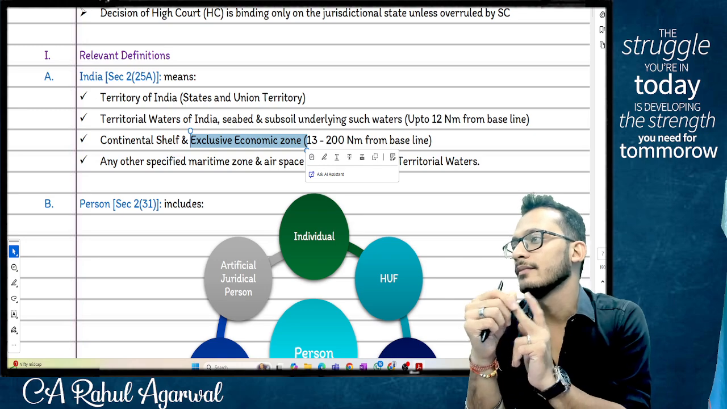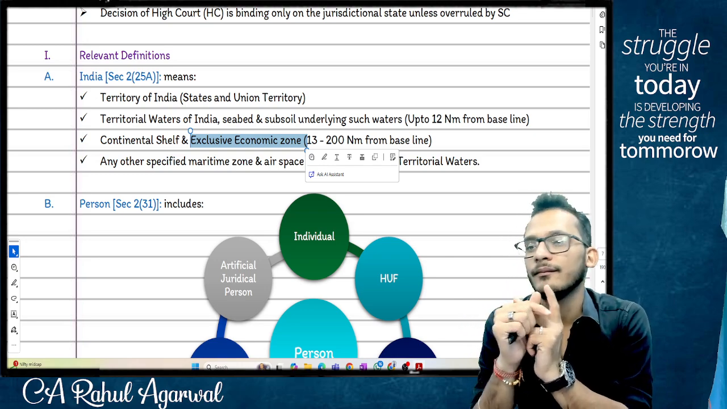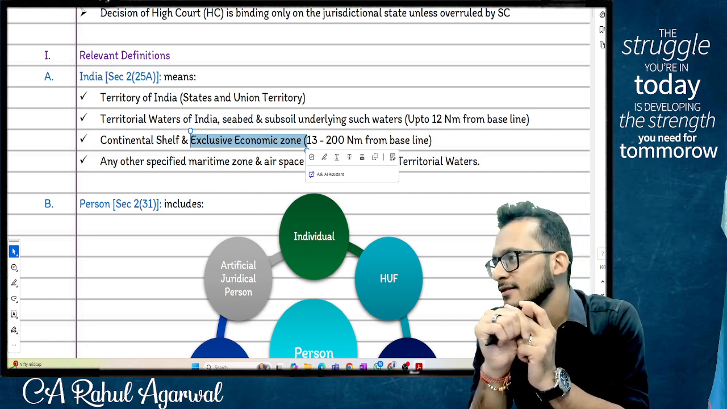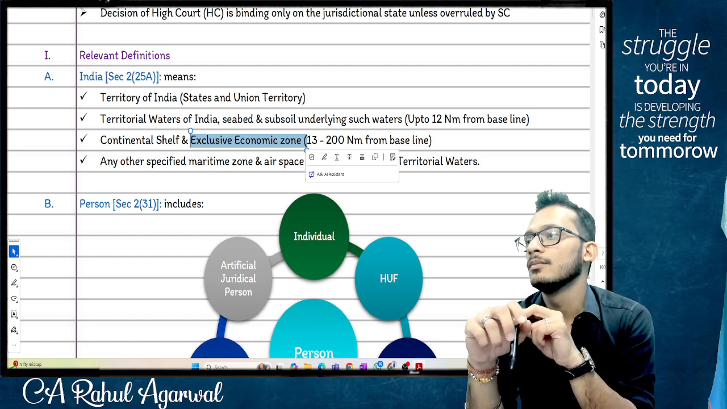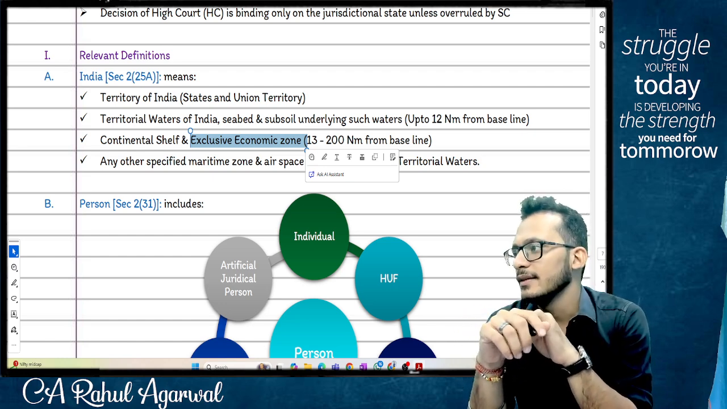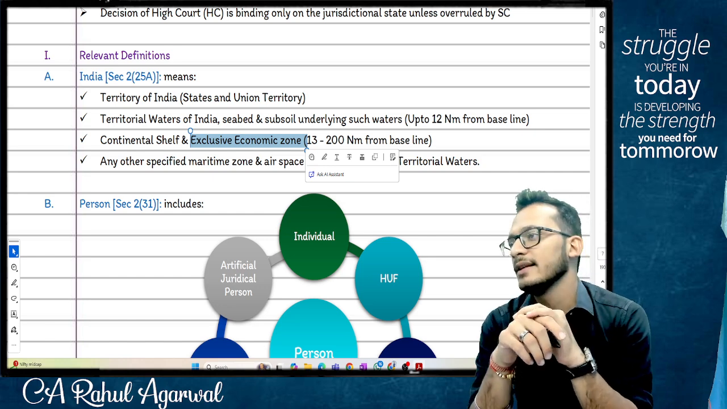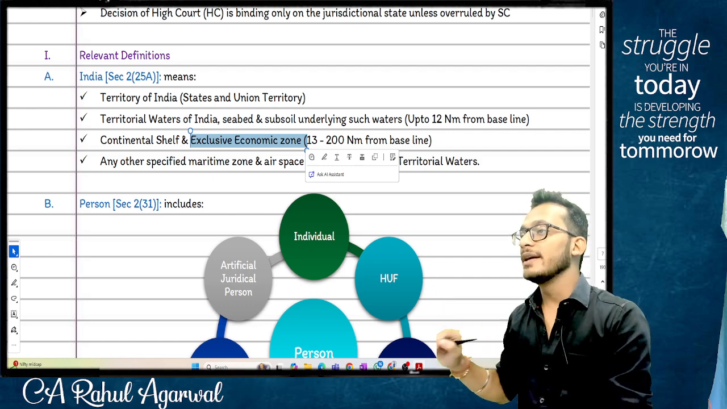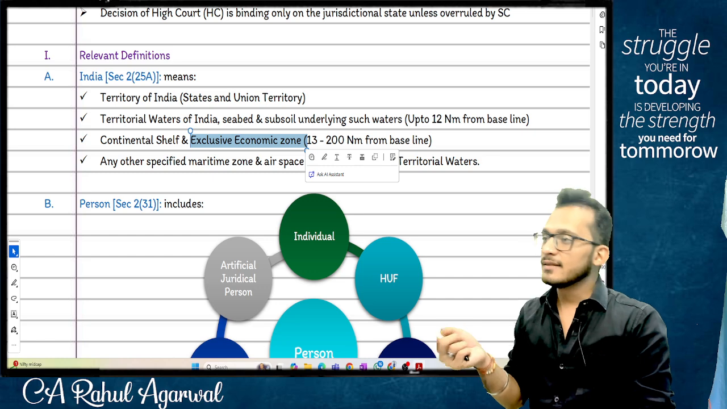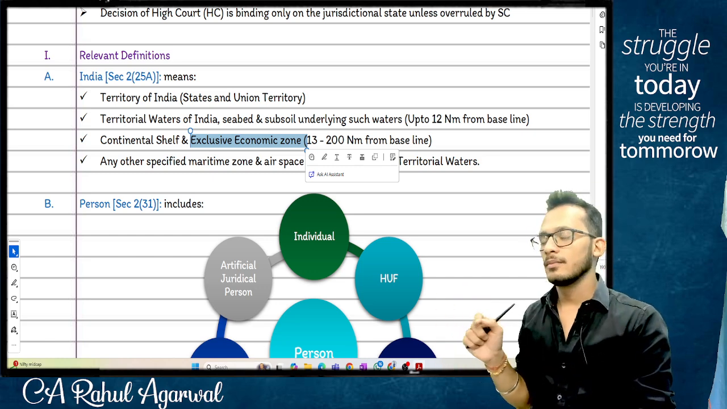Economic means profit and sale related transactions. In simple words, people, exclusive economic zone is the area where you can only do trading activities. It is the only place where you can do trading activities. Income tax has told, between 13 nautical miles to 200 nautical miles, if you do any trading, I will assume that also to be part of India.